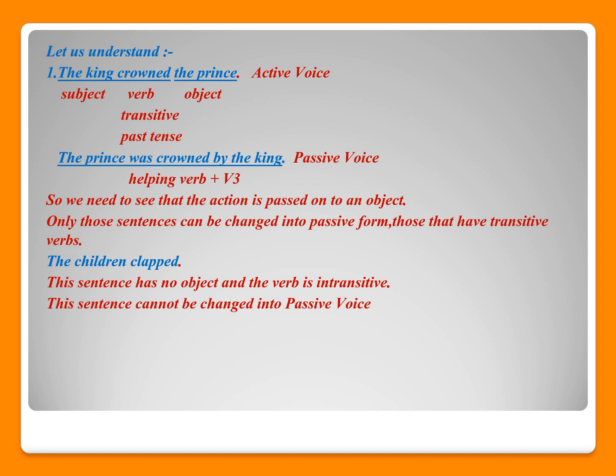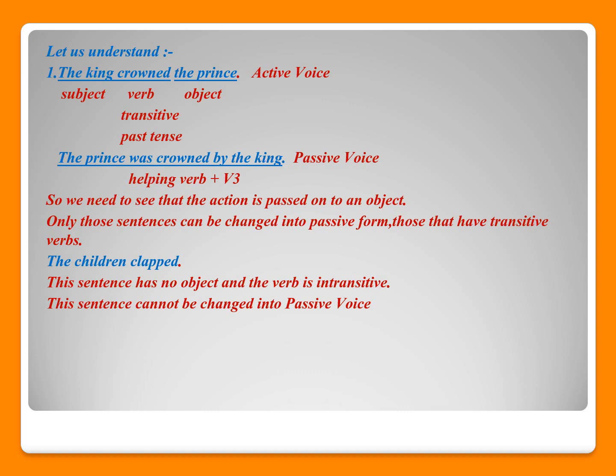Now, when we convert this sentence into passive voice, the prince is shifted to the first place. The prince was crowned by the king. So, in this sentence, the king, that was a subject, goes at the last place and the object comes at the first place. And let us see the center of the sentence.